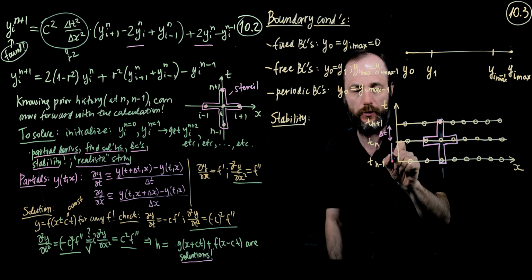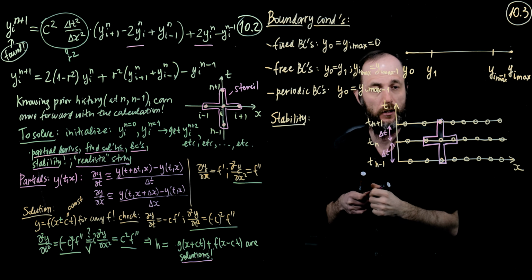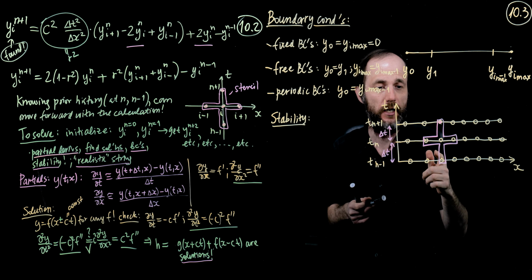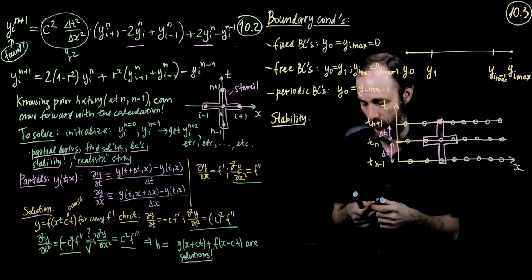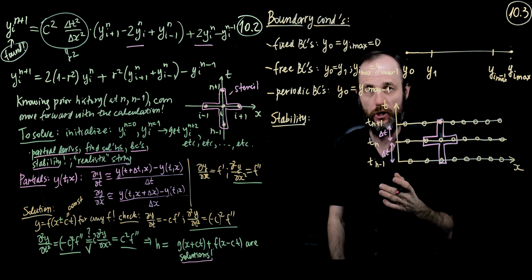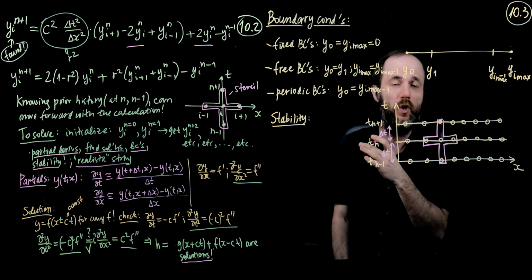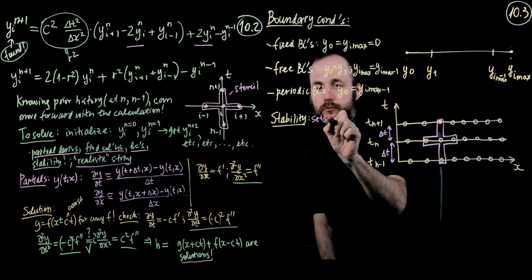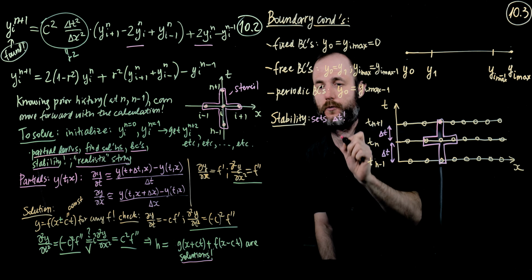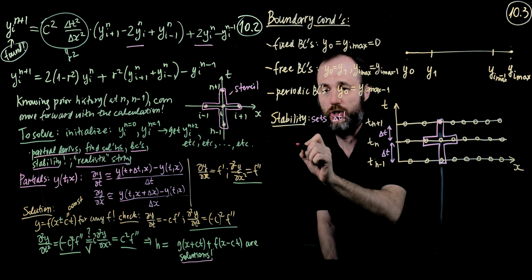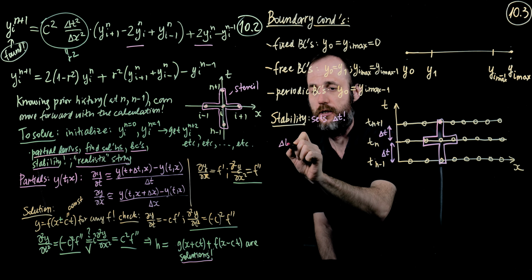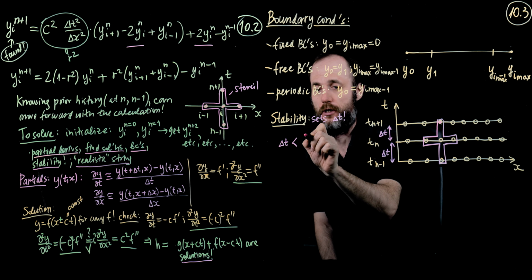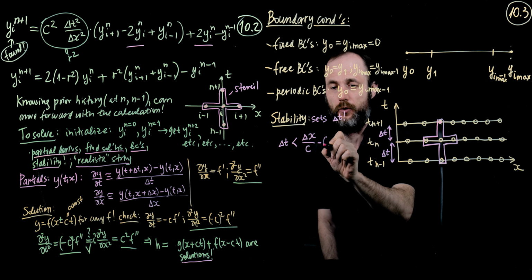And so each of these are our time steps, dt. And we would like to understand when will our scheme be stable. And the condition for stability turns out is what sets the time step. In fact, the condition is that delta t is no larger than delta x divided by c. That's the Courant condition.